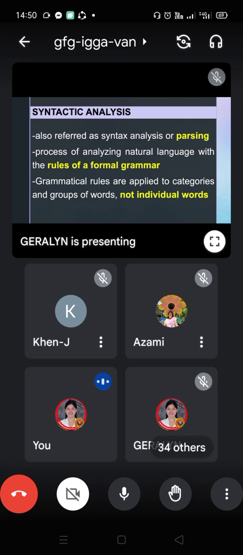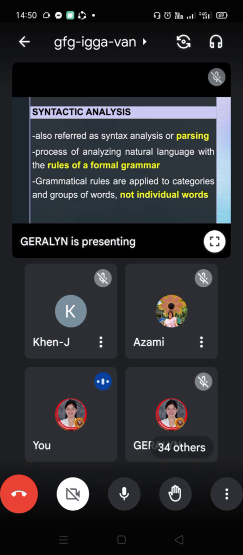We have done this already. It's just that we did not touch semantic and pragmatic analysis. But this time, apilo na to na sila. Okay, so syntactic analysis is also referred to as syntax analysis or parsing. Ang pinaka-common nga term sa kaning syntactic analysis is parsing action. It is a process of analyzing natural language with the rules of a formal grammar.